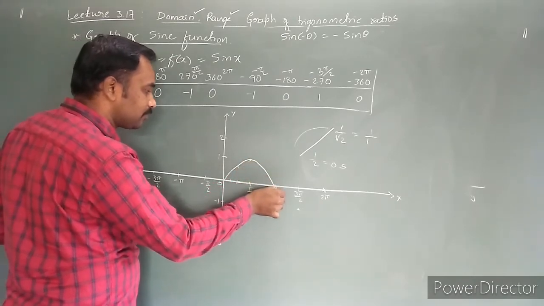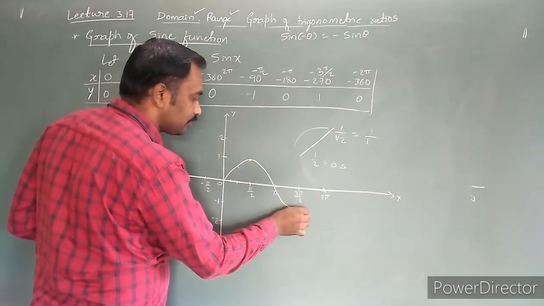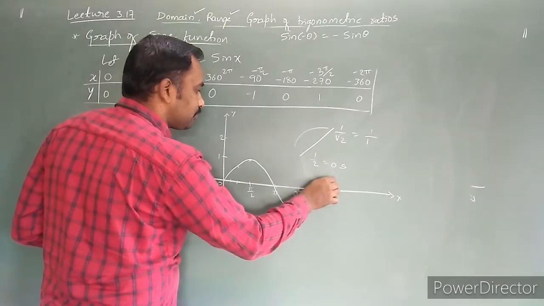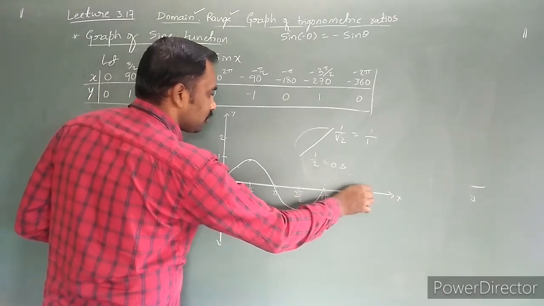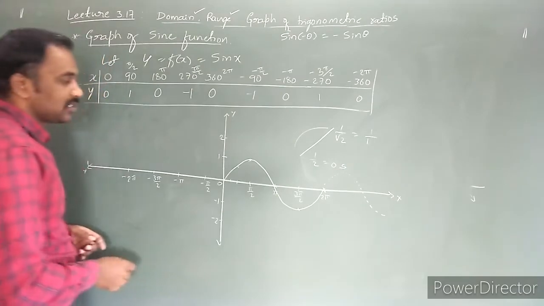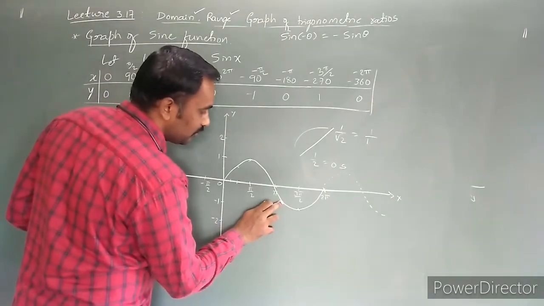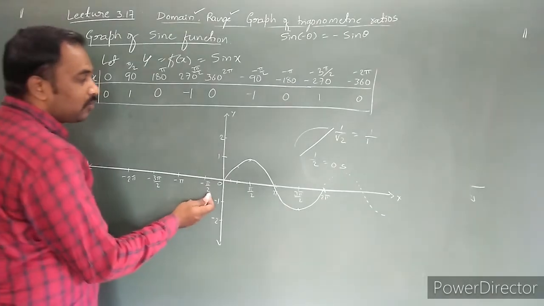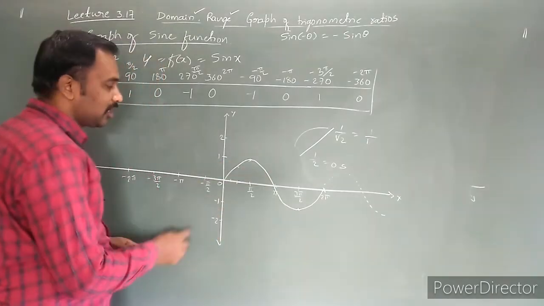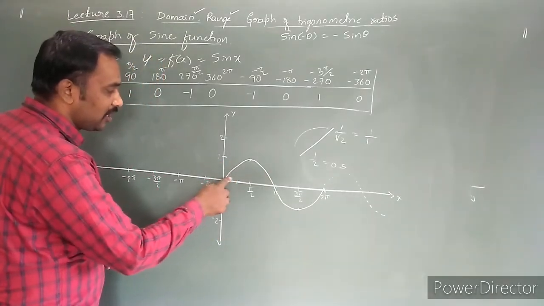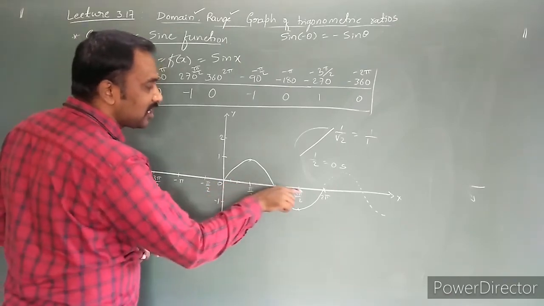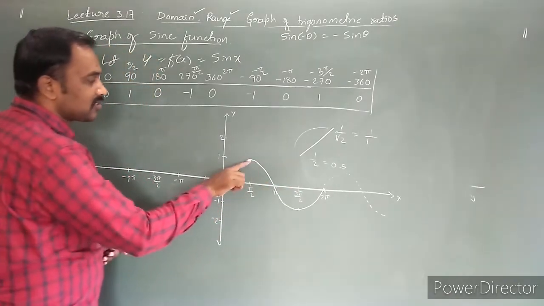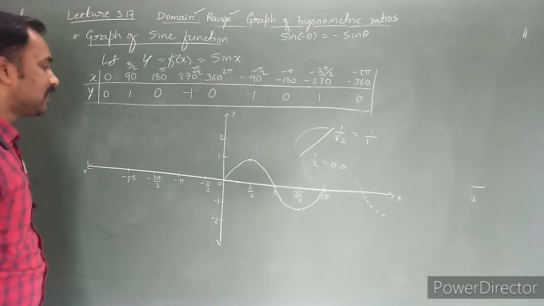Similarly, it continues with the positive values like this. Are you clear? Why not a straight line? Because in between there are several values for each real number, and the curve uses those particular values in this manner.